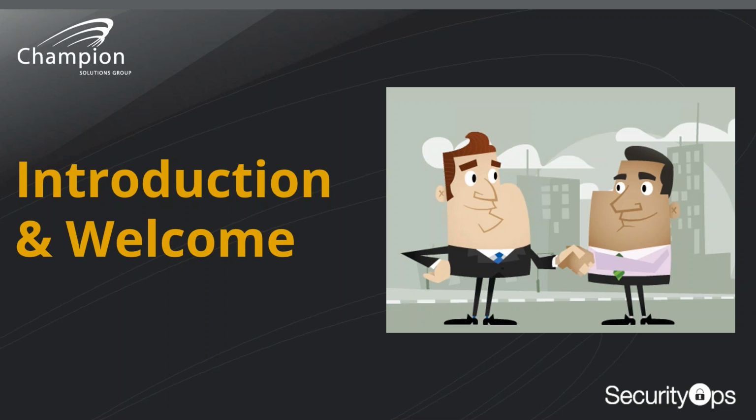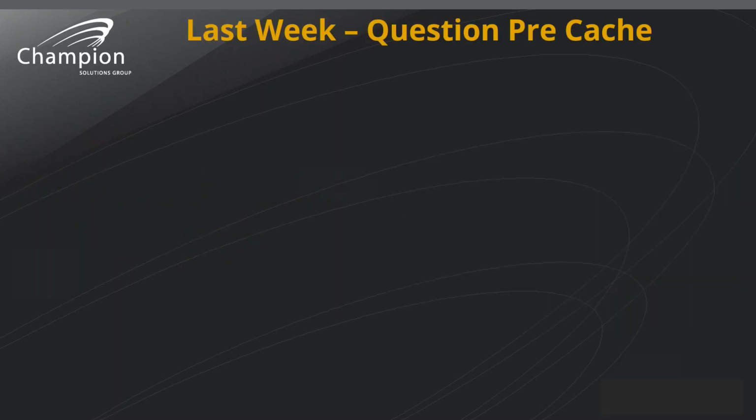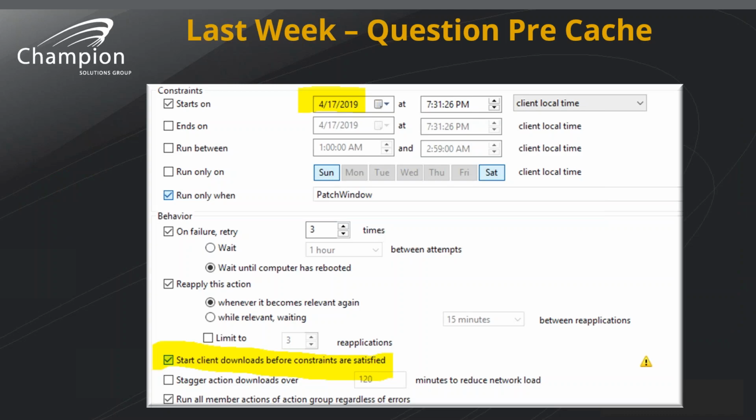So we wanted to start off this week with a question we had from the previous week in regards to pre-caching, and we wanted to answer it more in depth here. What Dan showed everyone last week is that we set this to the future, which is highlighted up there at the top, and then down at the bottom it states, start client downloads before constraints are satisfied. So this is basically a version difference. Now, all of you that own BigFix today should be at least version 9. At one point, this did work slightly different, but this is how it works today.